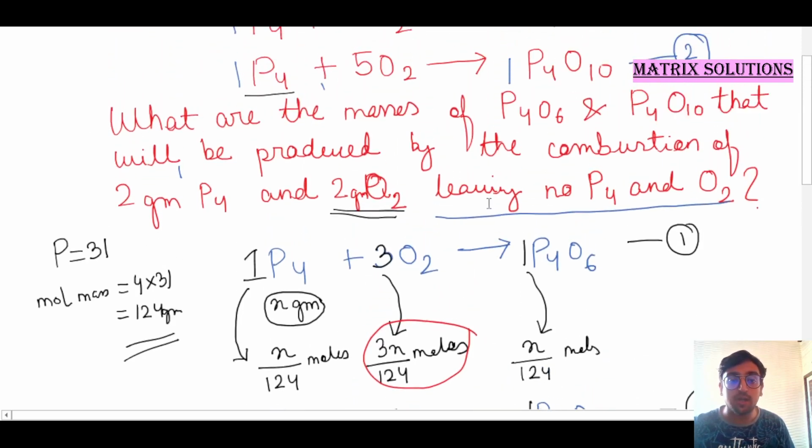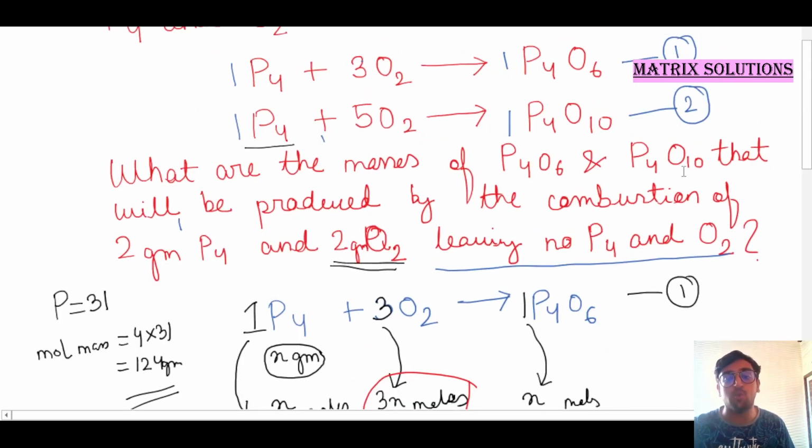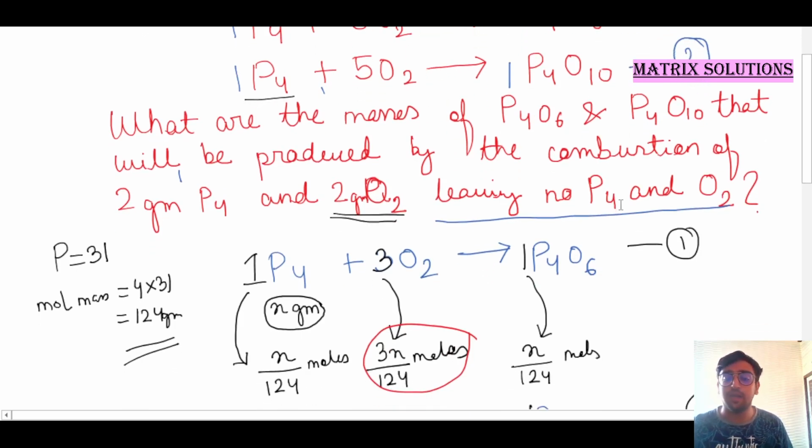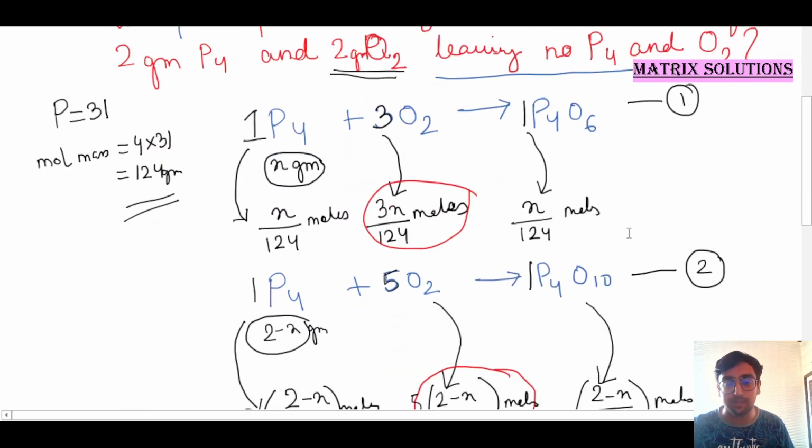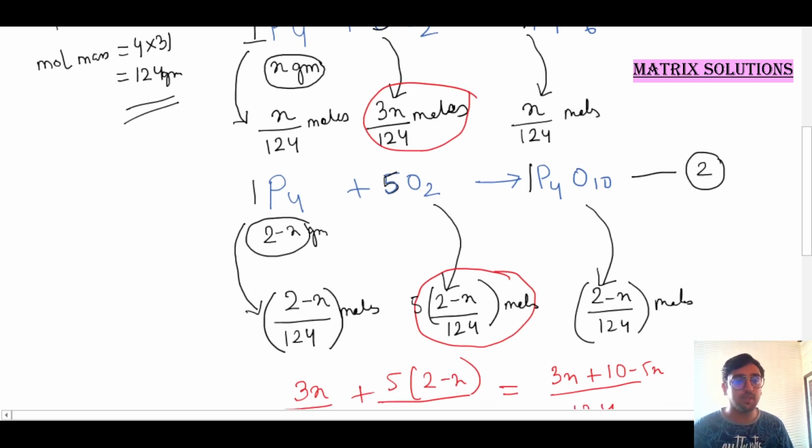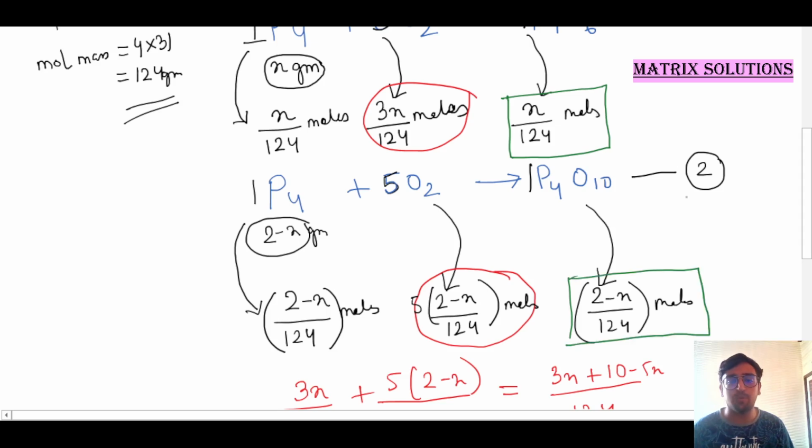But what is the question asking? The question is asking for the masses of P4O6 and P4O10 that are being formed. Nothing difficult. We have solved the question. It is asking what will be the weight of P4O6 corresponding to this part, and the weight of P4O10 corresponding to this part. No problem, we have got the value of x. We now know how many moles of P4O6 is being produced, x by 124.